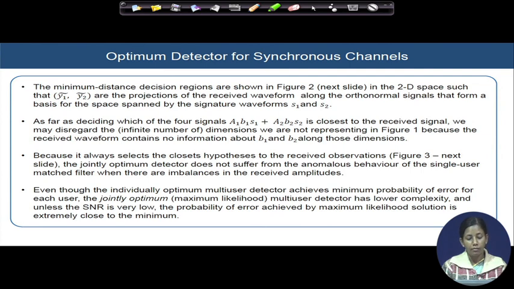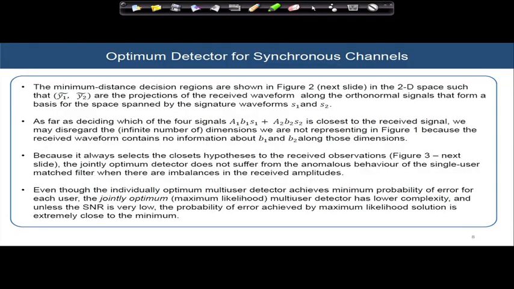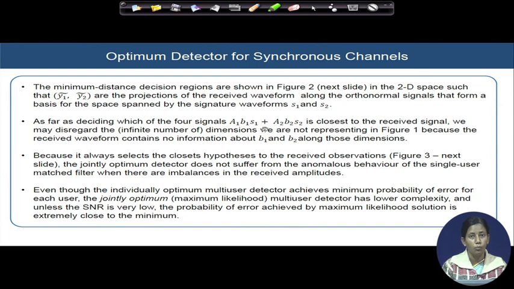We can disregard all the infinite number of directions over which the contribution to the decision on B1 and B2 is almost nil. I mean, B1 and B2 do not have any information in those directions. So, in the 2D space we have not included all those infinite dimensions, and only the related dimensions are included in that figure. And remember, it always selects the closest hypothesis. That is the idea about the received observation.